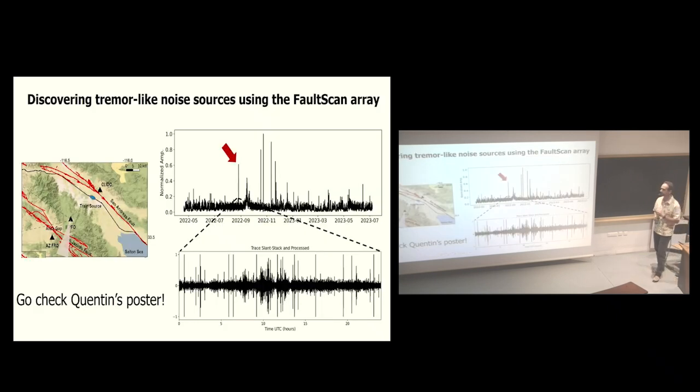So now I will move to another type of observation.